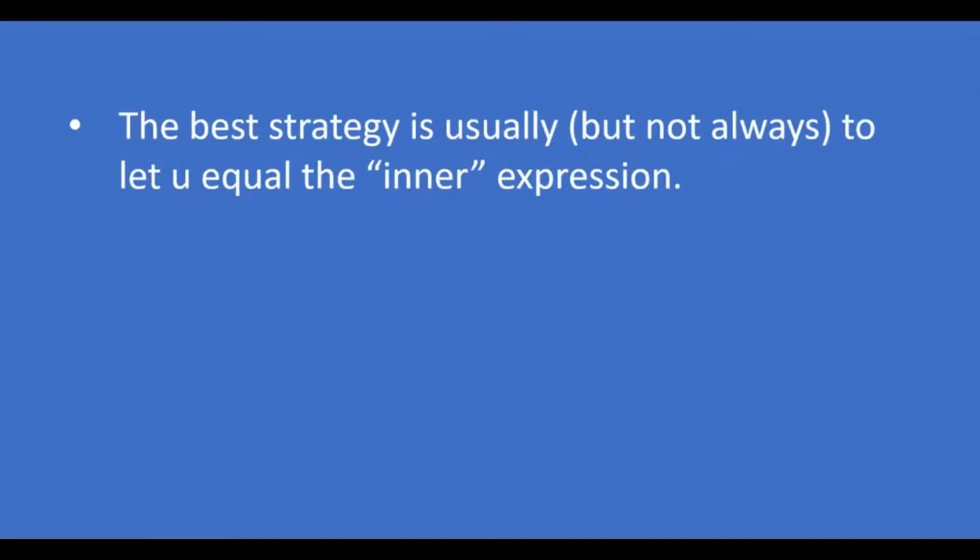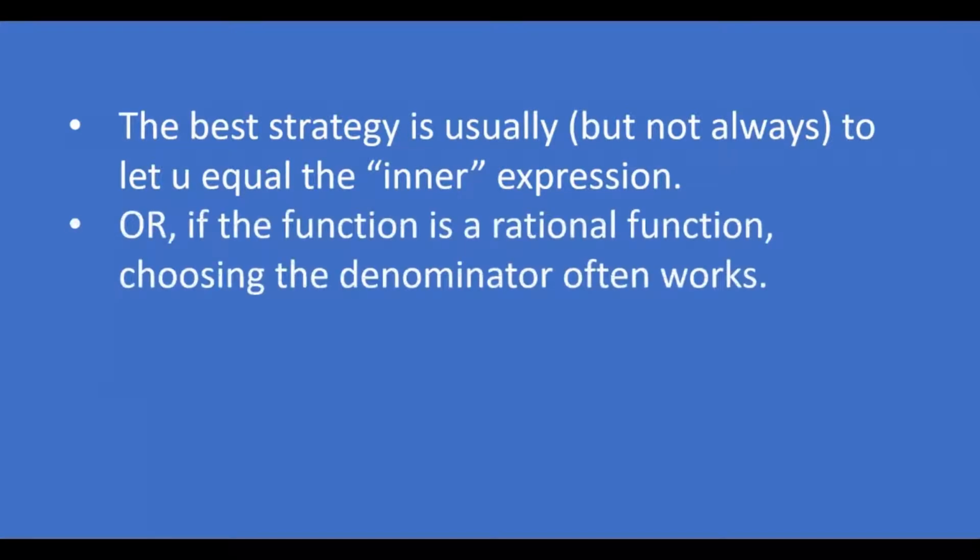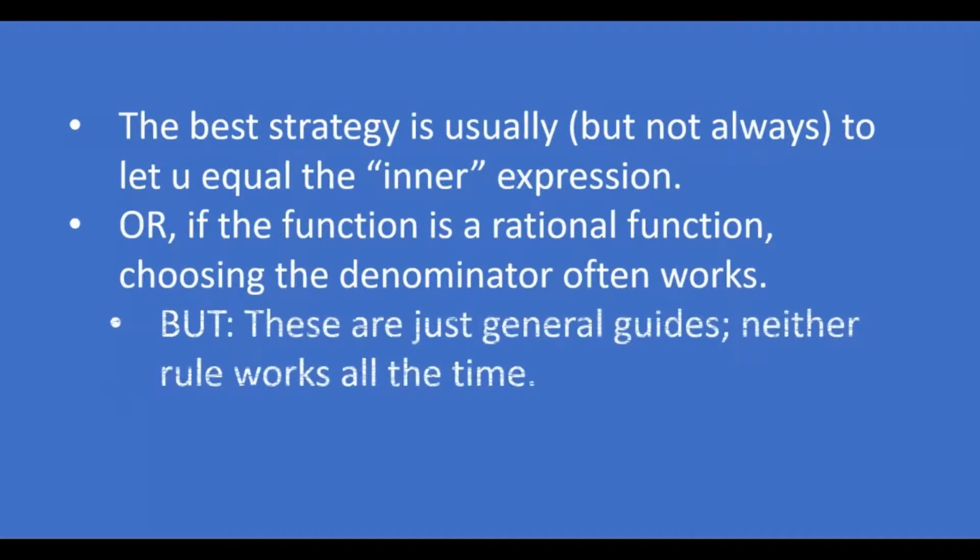Third, the best strategy is usually, but not always, to let u be the inner expression. You want to identify some inside expression and let u be that. Or if it's a rational function, choosing the denominator often works. But I need to make it clear, these are not hard and fast rules. They're just general guidelines. Neither rule works all the time. And to some extent, u substitution is a bit of an art that just takes practice.